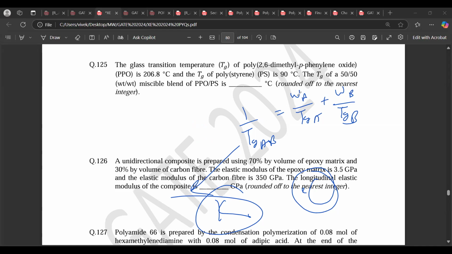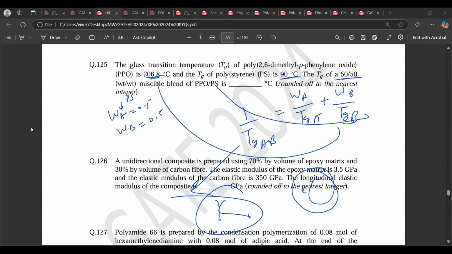So use this. So it's a 50-50. So your WA is 0.5, WB is 0.5, assuming A is my PS or PP, it doesn't matter. You put TgA, you convert into Kelvin, and you'll get your answer. Okay, it's not rocket science.